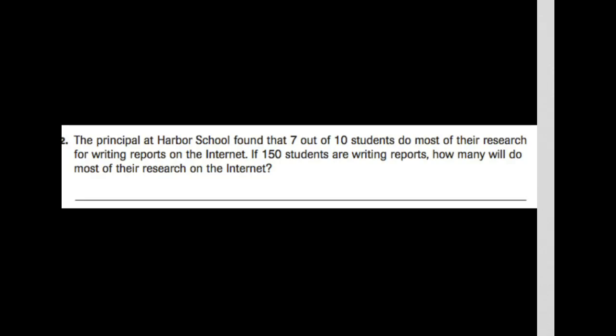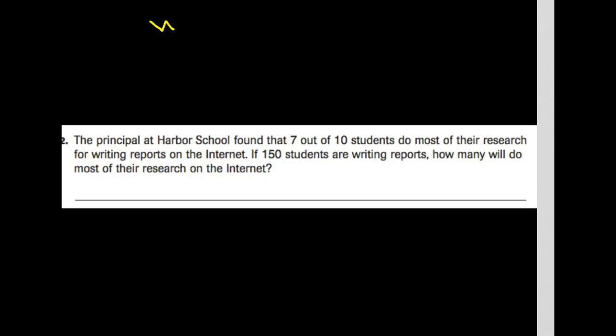The principal at Harbor School found that 7 out of 10 students do most of their research for writing reports on the internet. If 150 students are writing reports, how many will do most of their research on the internet? So this is a pretty simple proportion problem.